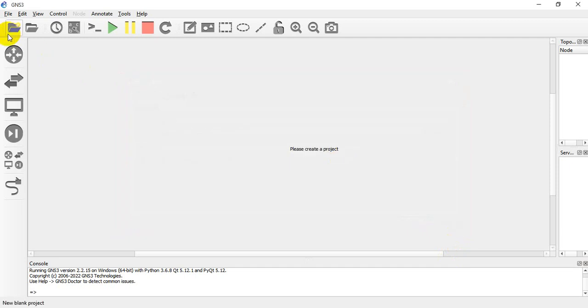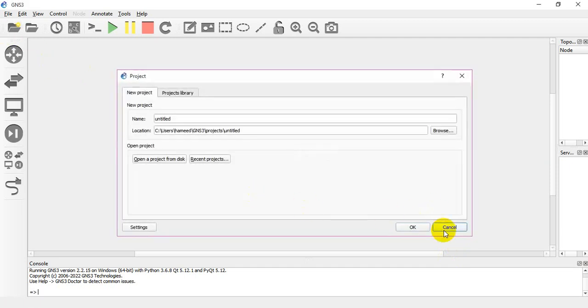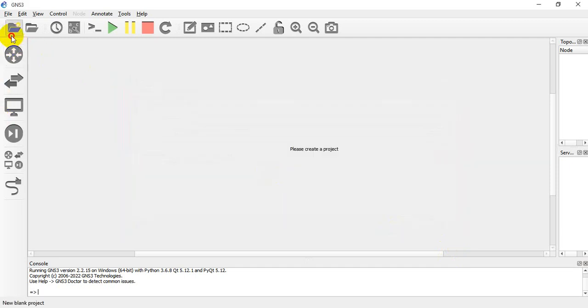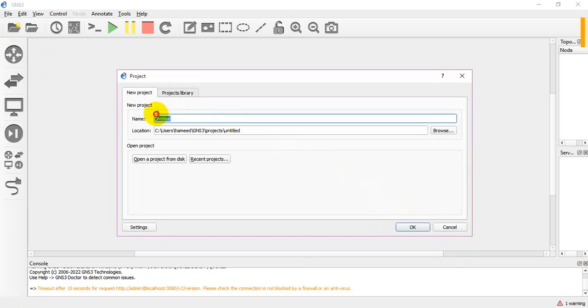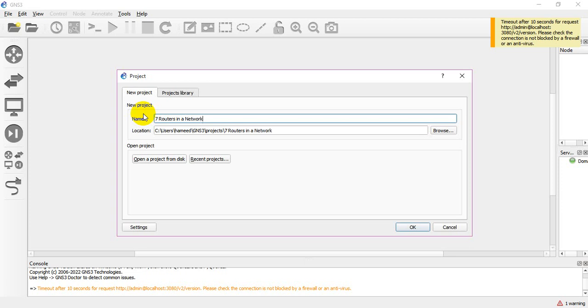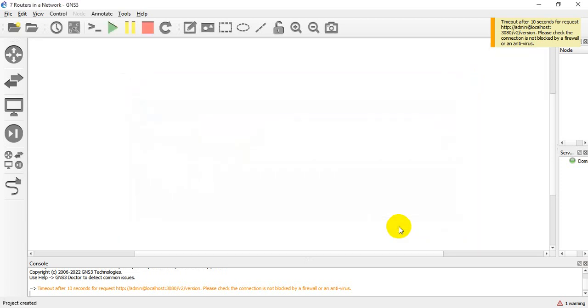So how to create a project? You all know about this. Let me show you. First of all, you should click on this icon. After this, you should write the project name. For example, today the project name is 7 routers in a network. So the project is created successfully.